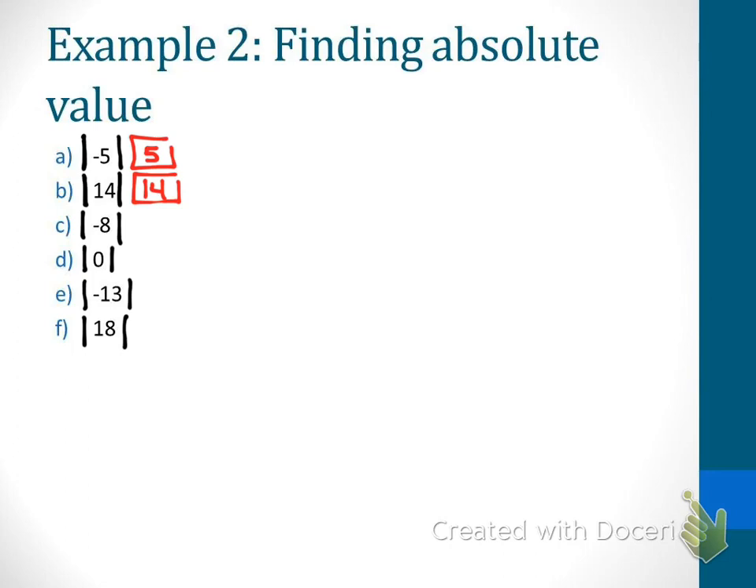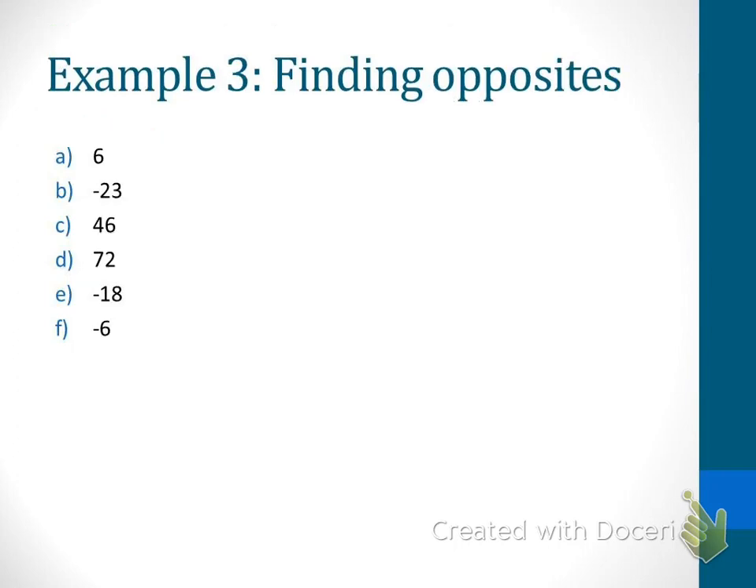Okay, so what are they, guys? C? -8. Oh, whoa, whoa, whoa. C, absolute value? 8. Just 8. What about D? 0. What about E? 13. And F? 18. Just 18. All right, so that's absolute value.